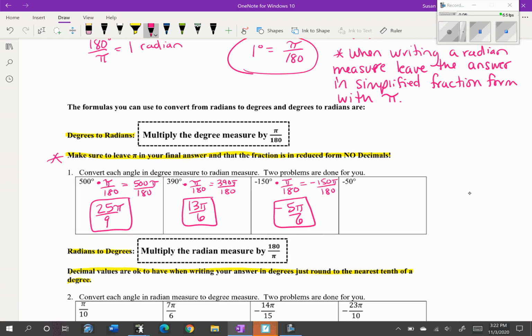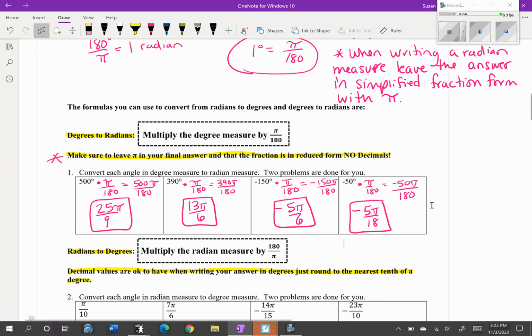And negative 50 degrees, same thing, multiply by pi over 180. So this is negative 50 pi over 180. So when you reduce, you get negative 5 pi over 18. So those are the radian measures.